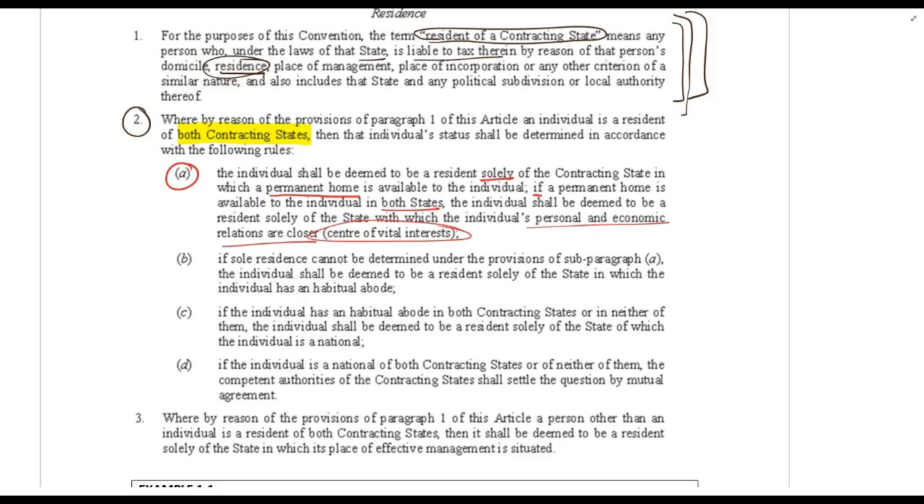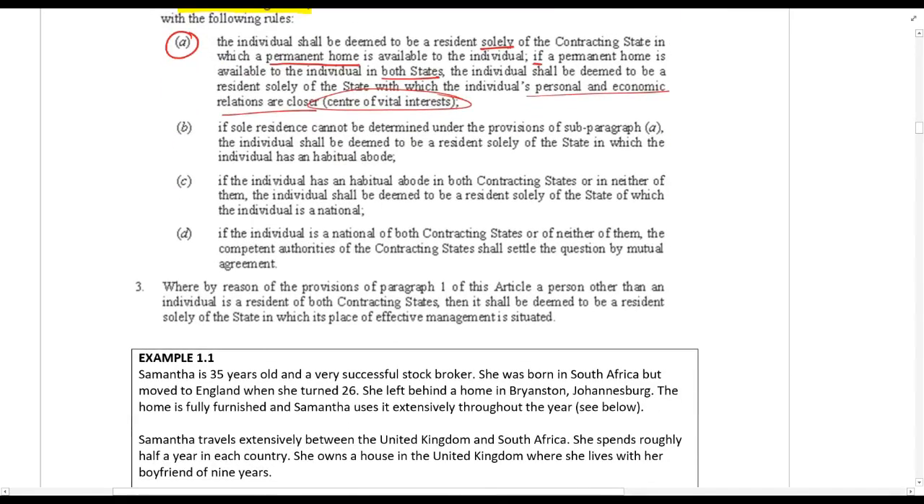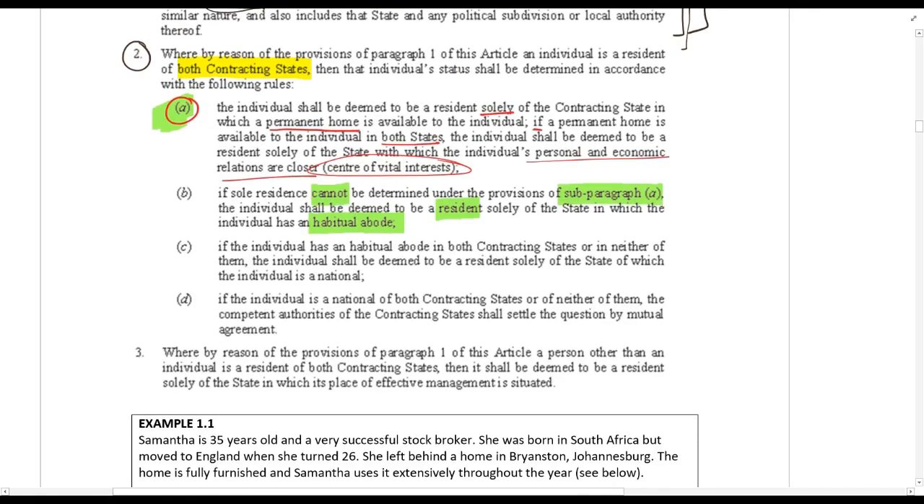Alright, but what if you have family in South Africa and in England? So, if the state of residence cannot be determined under the provisions of paragraph A, so we can't use that rule, we still don't know, the individual shall be deemed to be a resident solely of the state in which he has a habitual abode. Habitual, habit, abode, place of stay. So the place you stay on a regular basis, out of habit. Where do you stay? The place you go and stay the most. That is where you'll be a resident.